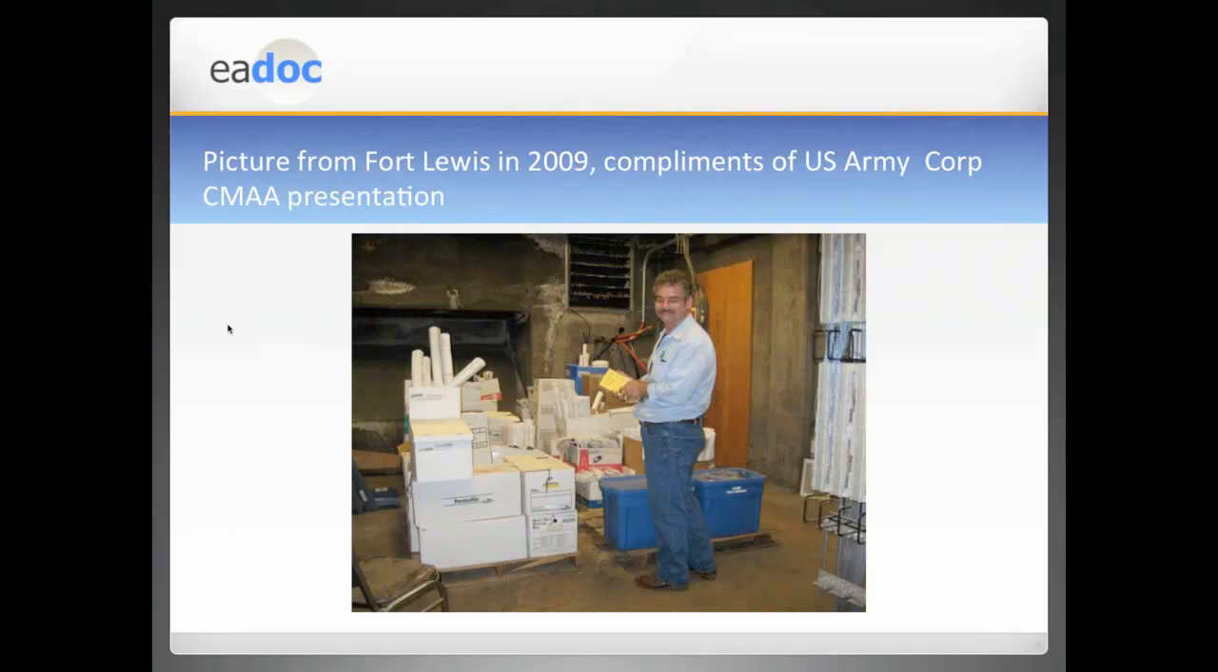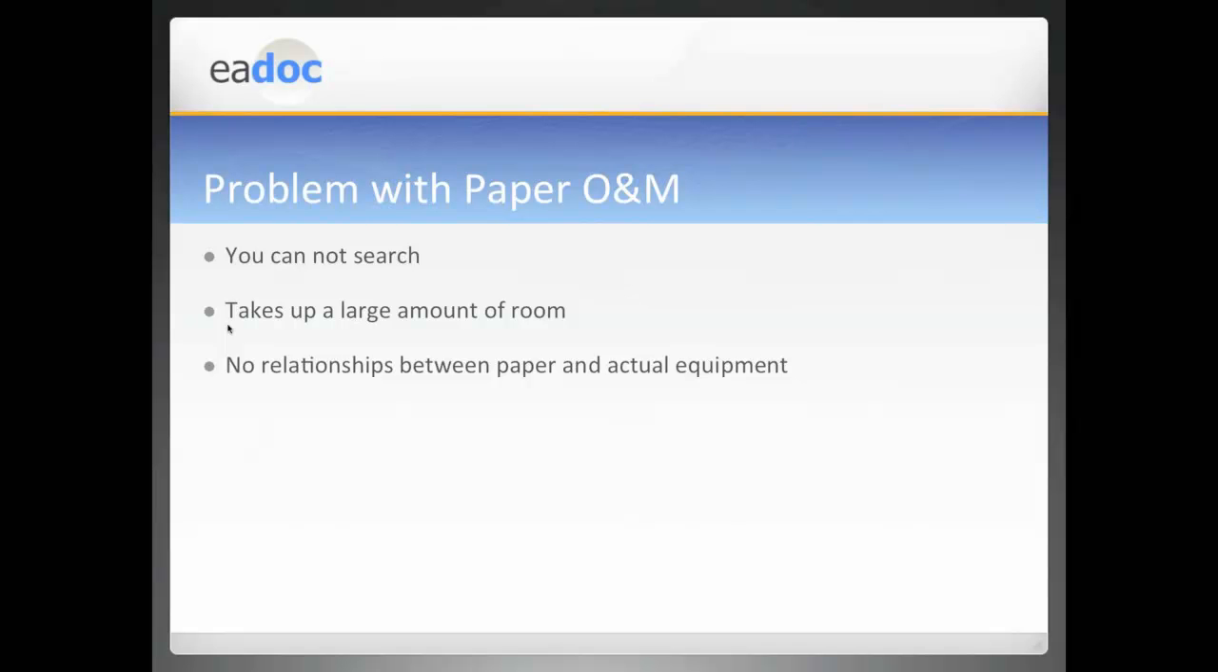And he's spending hours and hours digging through, as you can see, banker's boxes and rolls of drawings looking for the warranty information on that particular project. So it's not a very efficient process to track it and turn it over on paper. With paper, you can't search, it takes up large amounts of room, and there are no relationships between paper and the equipment. A huge amount of labor gets wasted.